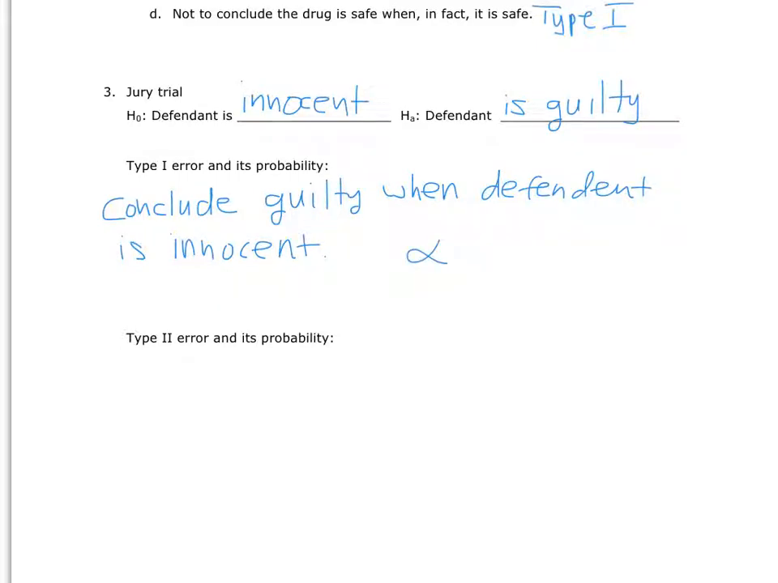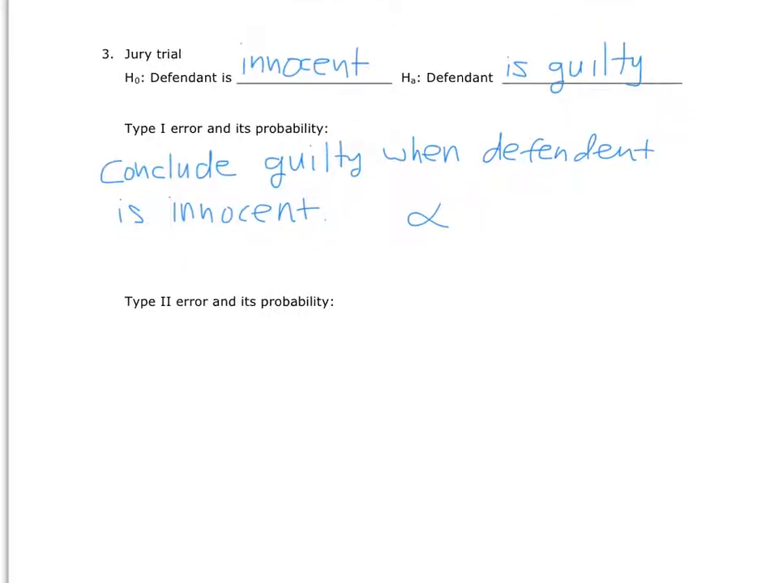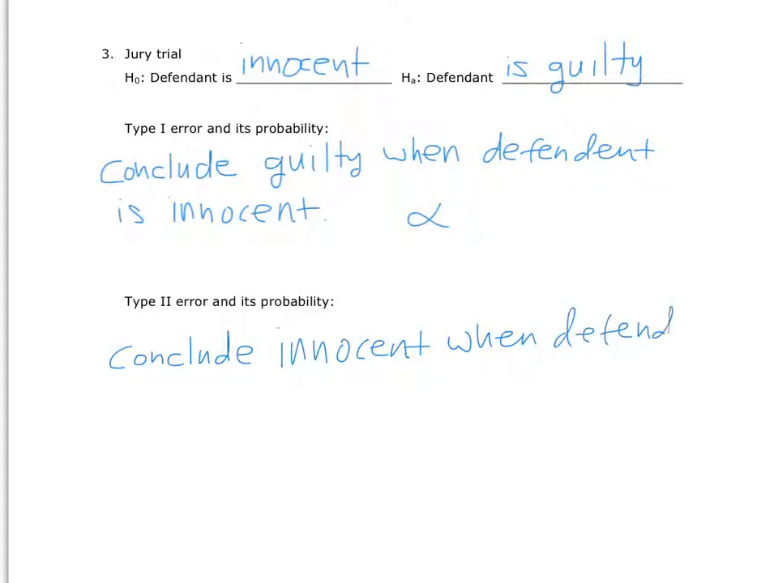Type 2 error. The type 2 error is going to be to conclude that the defendant is innocent when, in fact, the defendant is guilty. And that probability would be beta.